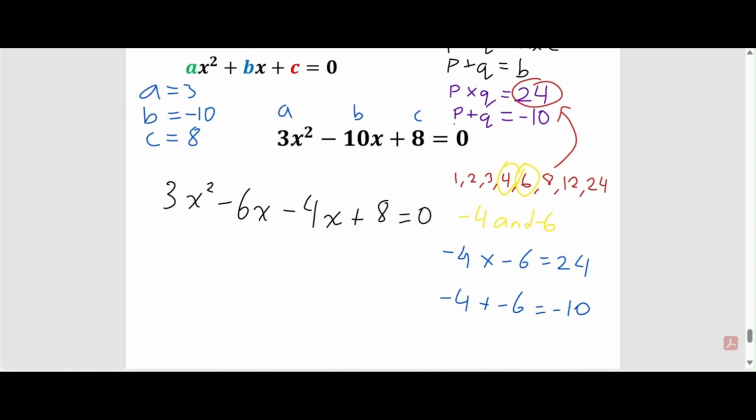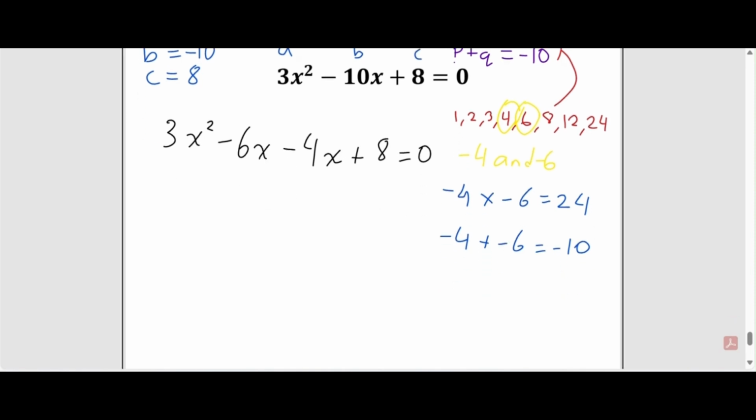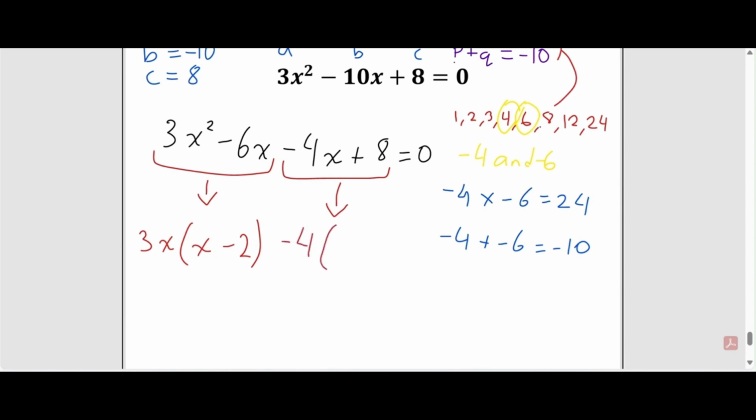Then all we have to do is take the first two terms and factor out the common term, and then take the last two terms and factor out the common term here. In the first two terms, we have 3x squared minus 6x. 3x appears to be the most common term here. So 3x times x would be 3x squared, and 3x times negative 2 would be negative 6x. And for the last two terms of the expression, we get that negative 4 is the common term, and we multiply by x and negative 2.